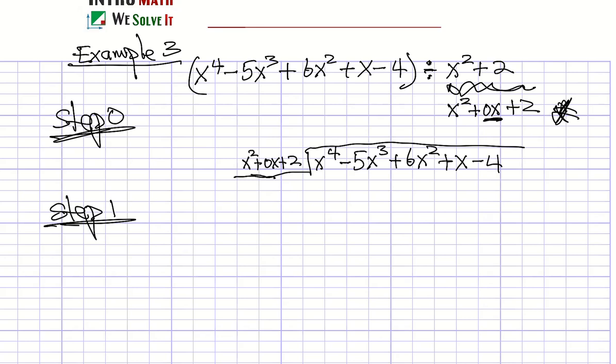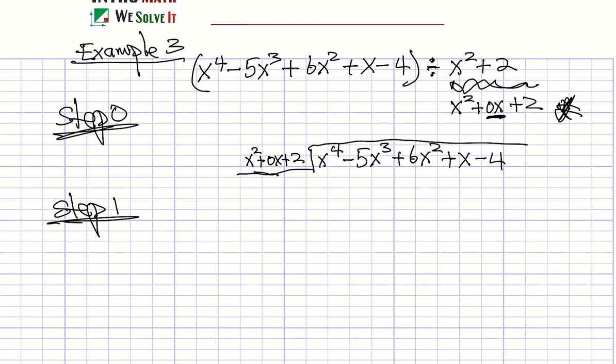So remember what we're going to do. Look at the divisor. The leading term there is x raised to the power 2. Look at the dividend. The leading term there is x raised to the power 4. So we'll start our division process. We take x raised to the power 4 and divide it by x raised to the power 2. What do you get? You get x raised to the power 2.